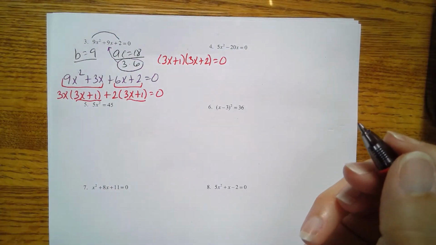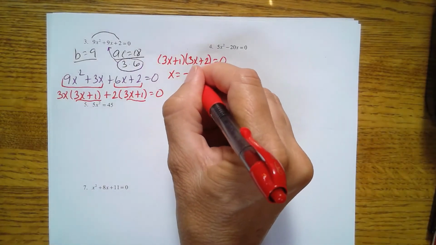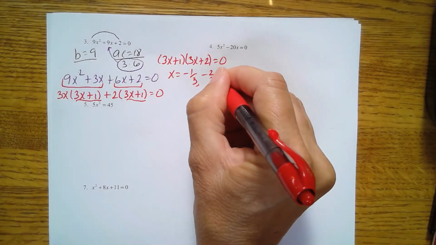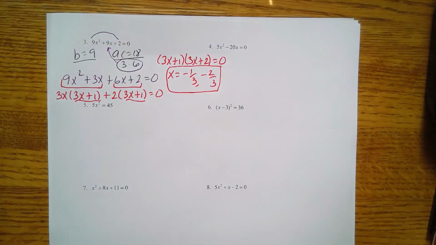So we need to solve, so we're going to set each one equal to 0 and solve. So we'll end up with x equaling negative 1/3 or negative 2/3. So just set those factors equal to 0 and solve.